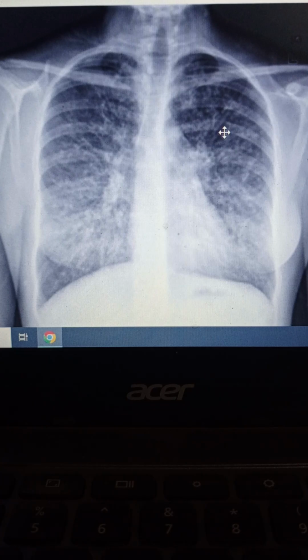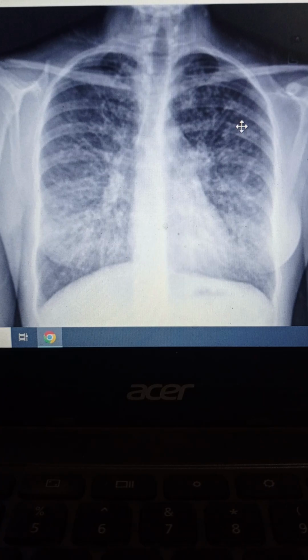In bronchiectasis, there is a permanent dilatation of the bronchi. That's why the appearance on chest X-ray is a tram track appearance. The thickened bronchi will show and present like a tram track on a chest X-ray.